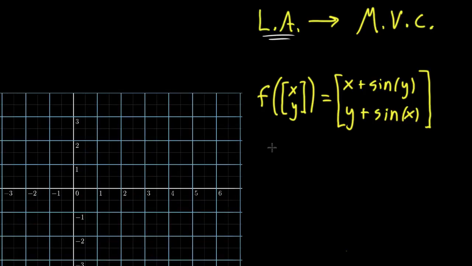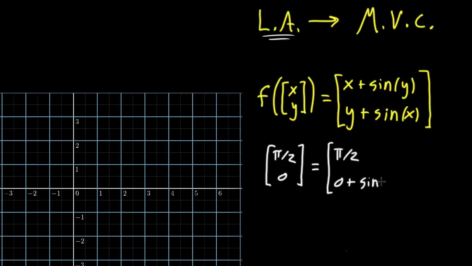So let me look at a point like, let's say, pi halves and 0. So if that's what I'm plugging in, x is pi halves, so at the top here, x stays the same, it's pi halves, and then sine of y would be sine of 0, so that x component is going to completely stay the same. And then for the bottom, y is also 0, plus sine of x, sine of pi halves, which you can think of as just being 1.